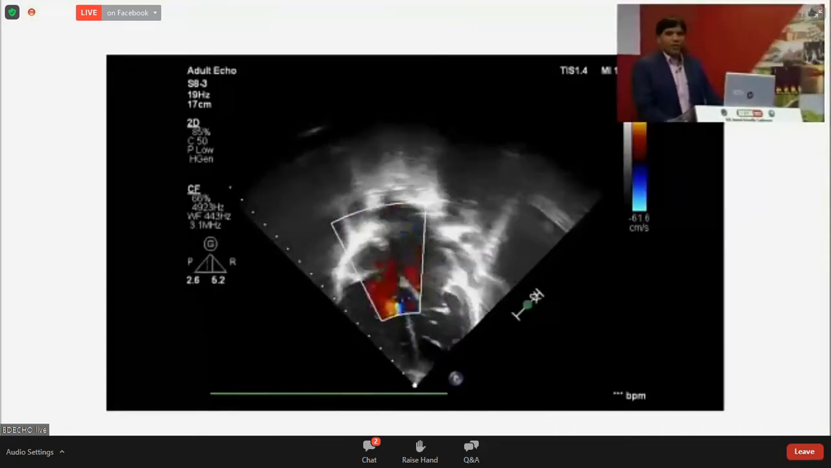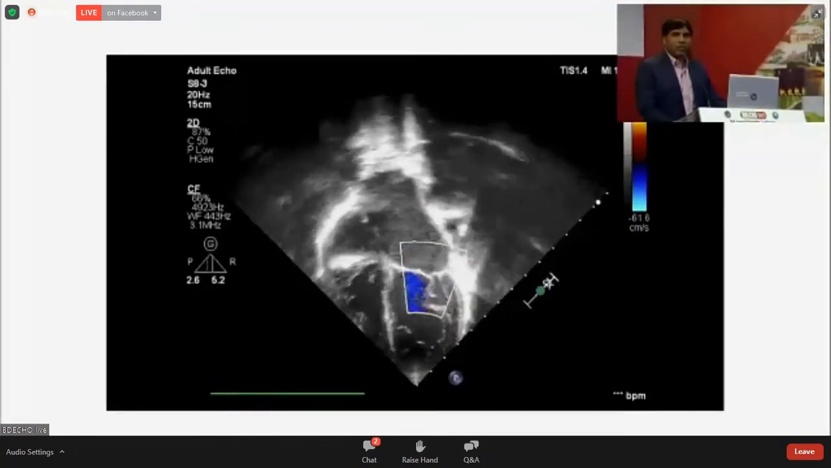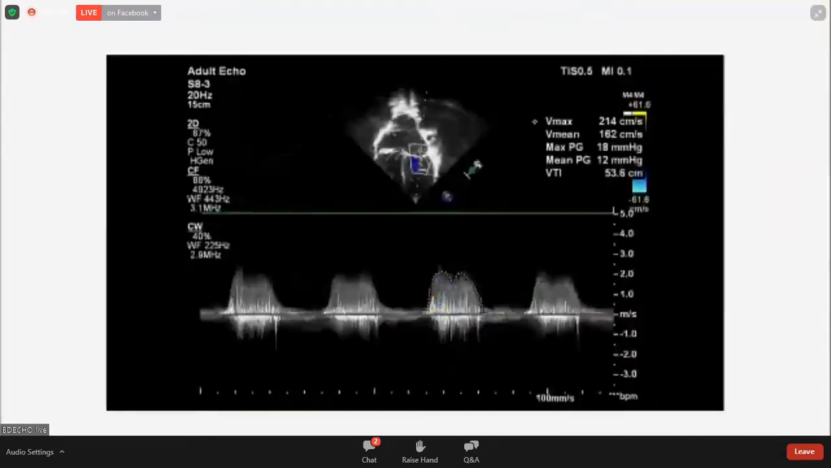Color interrogation shows there is a VSD shunting left to right. Also, color interrogation through the mitral valve shows the mitral inflow jet is exaggerated. The inflow mean gradient is 12 millimeters of mercury, suggestive of severe mitral stenosis.